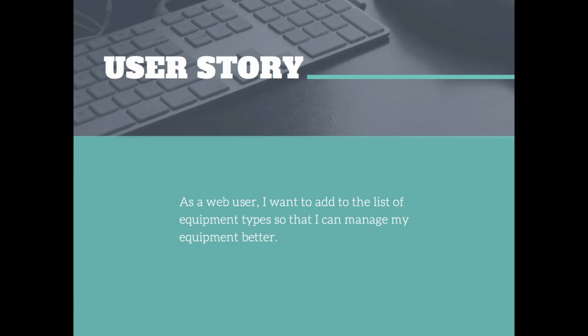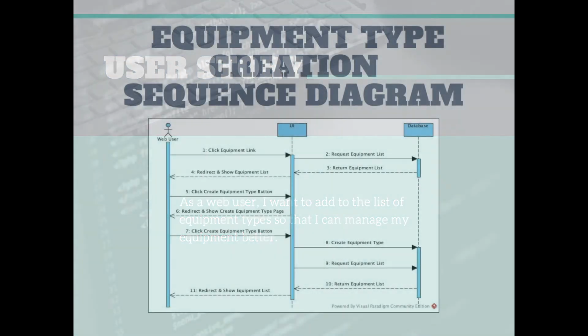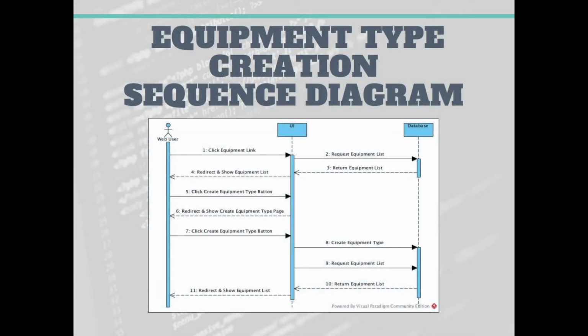User story. As a web user, I want to add to the list of equipment types so that I can manage my equipment better. Here we have the equipment type creation sequence diagram. You get to it the same way. The user will click on the equipment link.